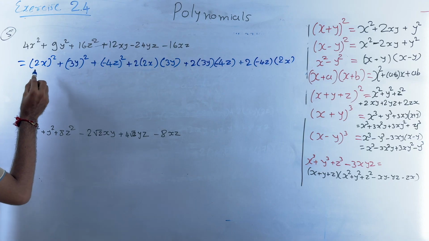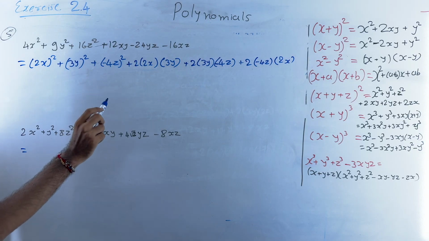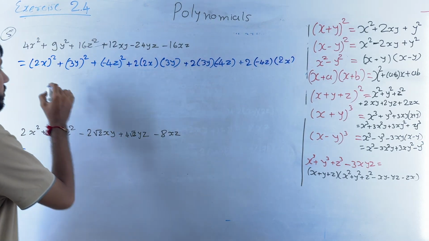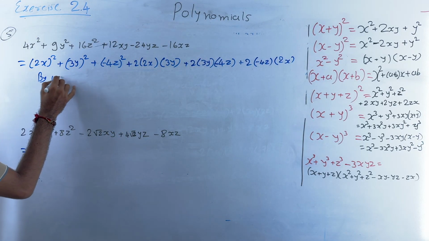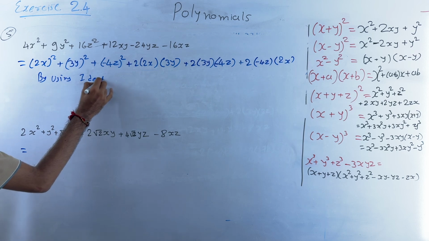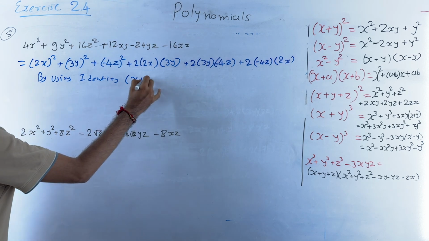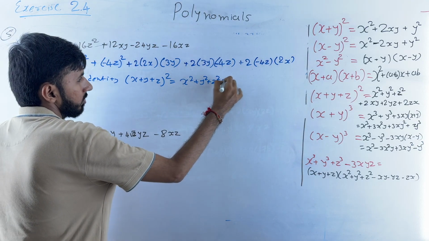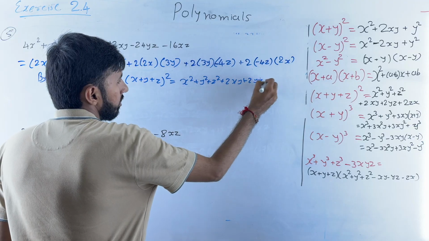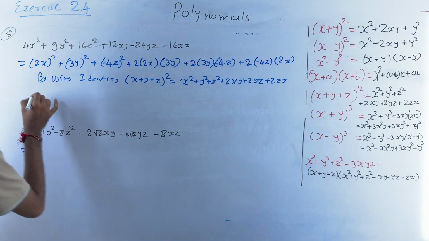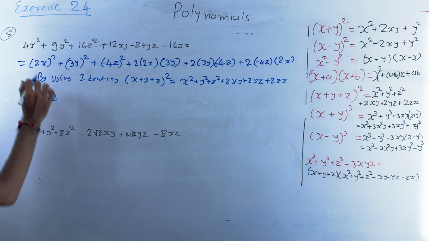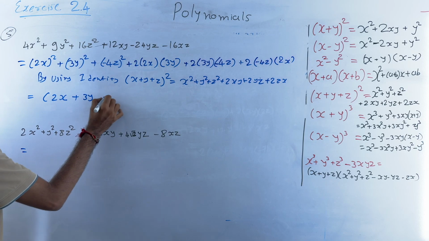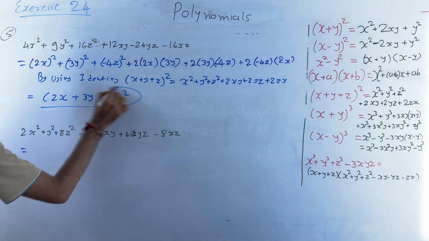So now you can use your identity. By using the identity, (x + y + z)² = x² + y² + z² + 2xy + 2yz + 2zx, your answer will be: x means 2x for my question, plus y means 3y, plus z means minus 4z, so (2x + 3y - 4z)². So this is my answer.